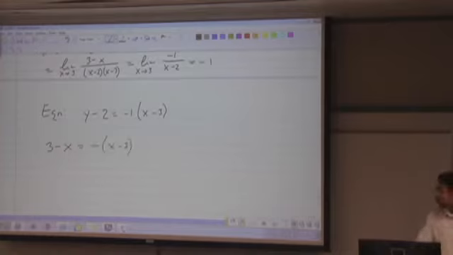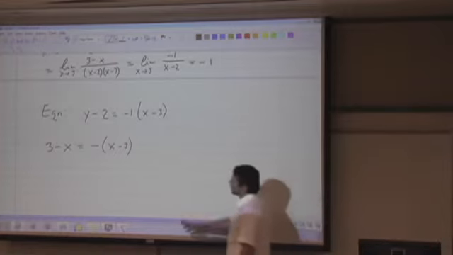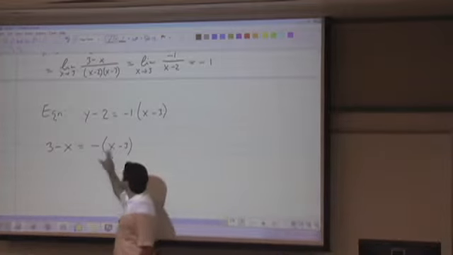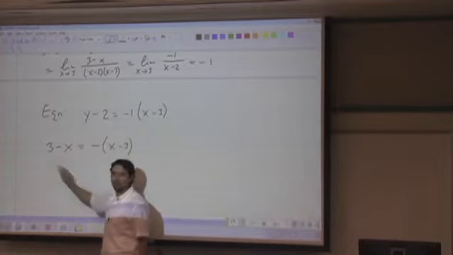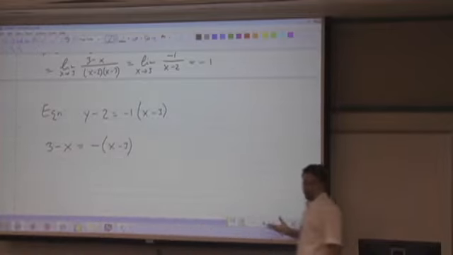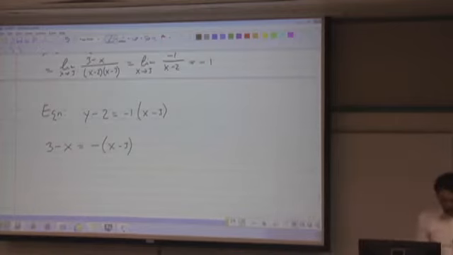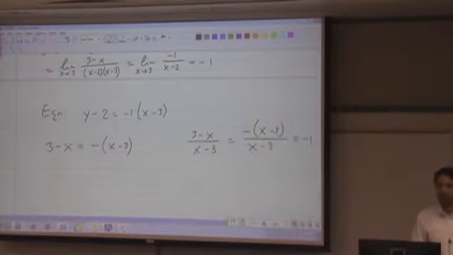3 minus x is minus x minus 3. It's the same thing. Well, take out a factor of minus 1. What do you get? Better yet, multiply them out. What do you get? Minus x minus minus 3, so that's plus 3. Right. So when you have 3 minus x over x minus 3, you have minus x minus 3 over x minus 3, so you end up with a negative 1. You just rearrange the factor.